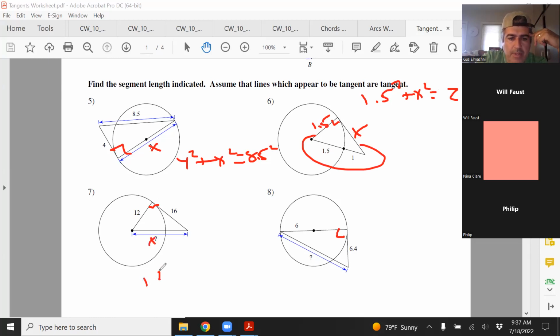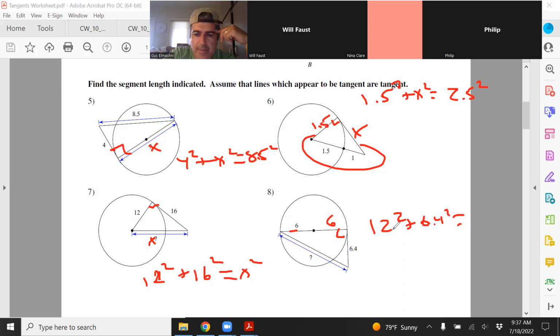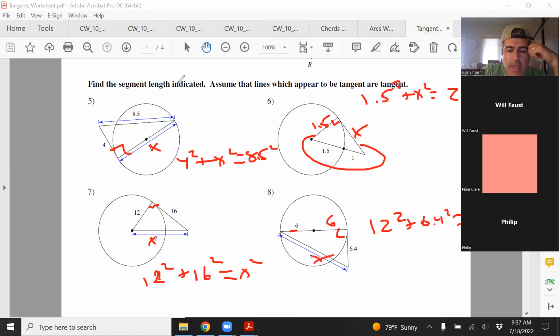Here, 12 squared plus 16 squared equals x squared. Or here, well, that's interesting. I guess that's going to be 6 then. So 12 squared plus 6.4 squared equals x squared. I'll label that better for you guys. You work those out. I trust you guys can do the Pythagorean theorem just fine. So you see it's an extension of things we've done in previous units. Let's keep moving.